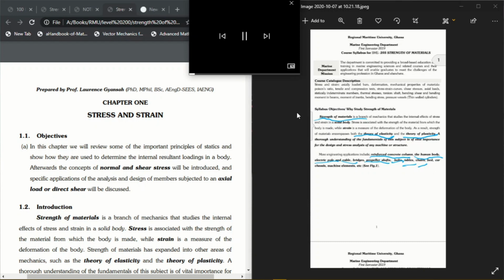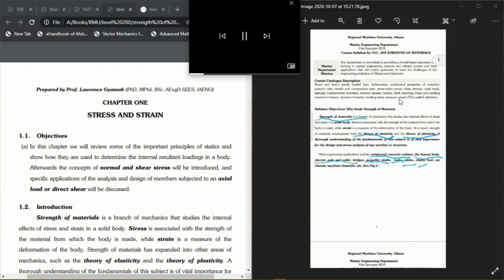So if you look at the course catalog description on page one of the course syllabus that was given to you, you can see on page one we have the course catalog description. What we are going to do this semester will comprise of something we call stress and strain, axially loaded bars, deformation, mechanical properties of materials, Poisson's ratio, tensile and compressive tests, stress strain curves, shear stresses, axial loads, statically indeterminate members, thermal stresses, torsion, a twist in a shaft, and so on. And then we will finish with bending stresses in beams and pressurized vessels.